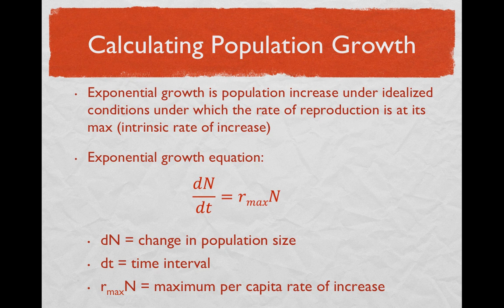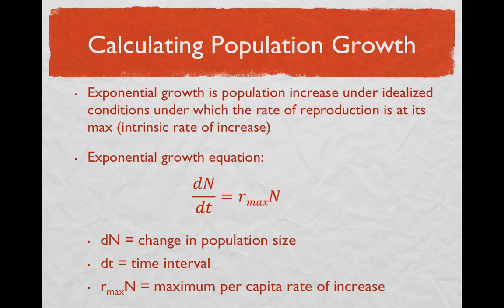The other option then, to take it even further, is to start taking a look at what's happening over time. If we're trying to calculate a population and we want to know whether or not we're talking about exponential growth, remember that exponential growth is under ideal conditions. We would expect that if we had all the resources, all the mates, all the shelter in the world that we could possibly need, that as an individual within that population, my reproduction rate's going to be at its max.